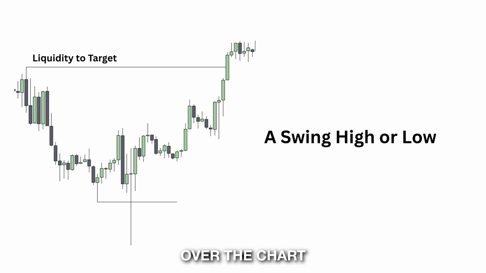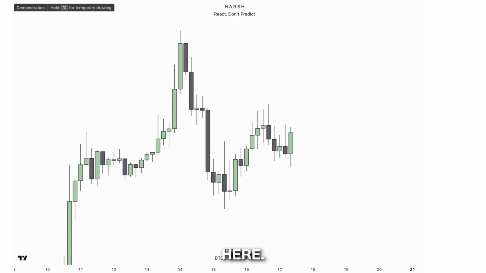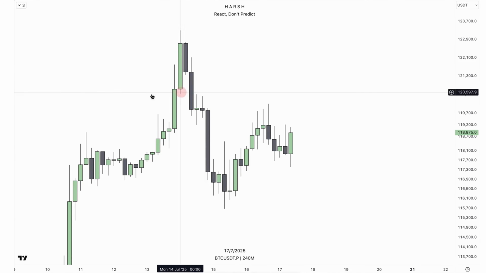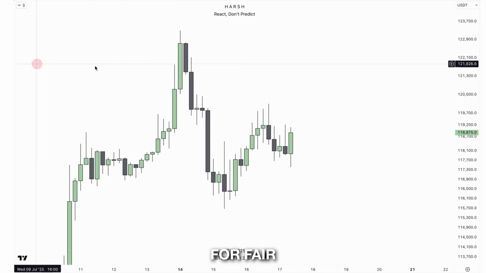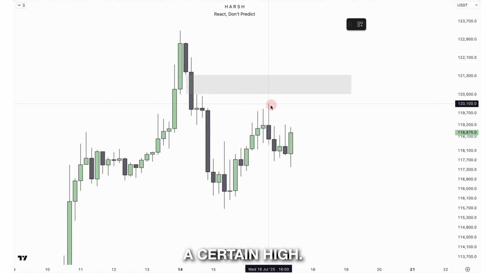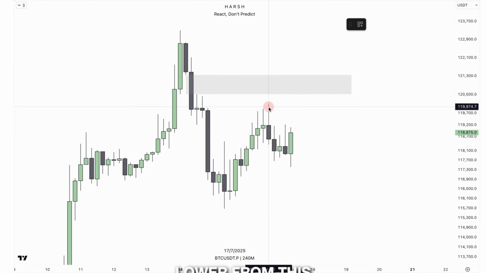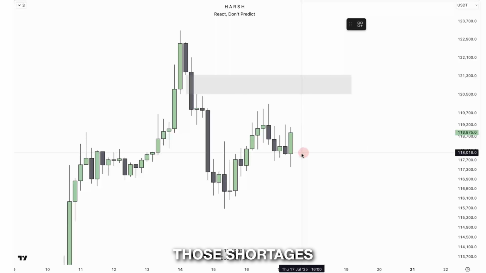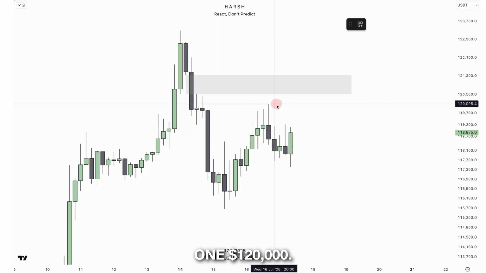Okay, so let's go over the chart here. For example, you can see on the chart that we had this H4 fair value gap. Now here you can see there is a certain high. It means whoever shorted from here to here. You can see the price is moving lower from $120,000 to almost $17,000, so there must be some shorters down there who took shorts. And as a retail trader, you have the idea that the most stop losses for those shorters would be at this high, which is at $120,000.